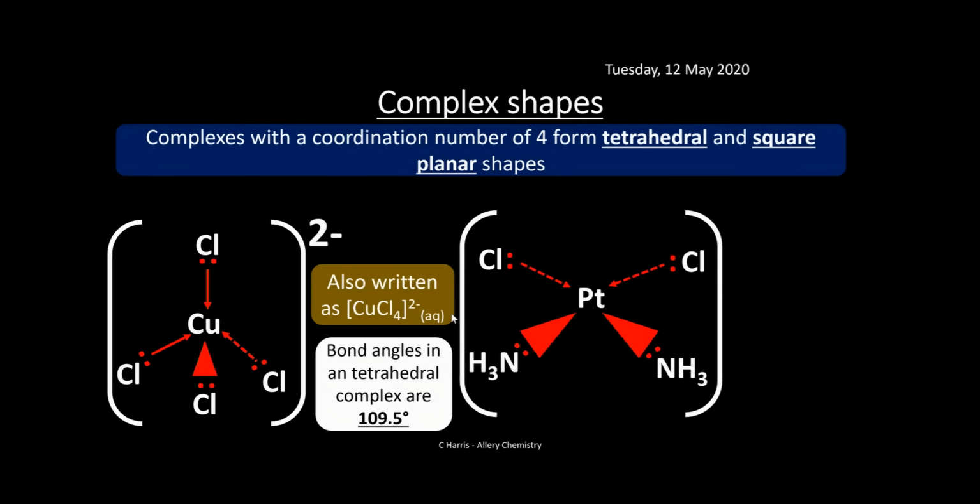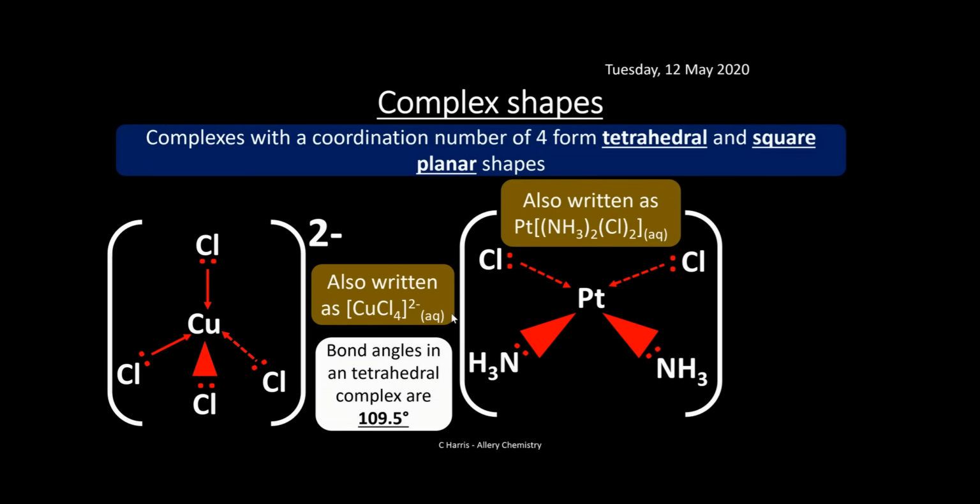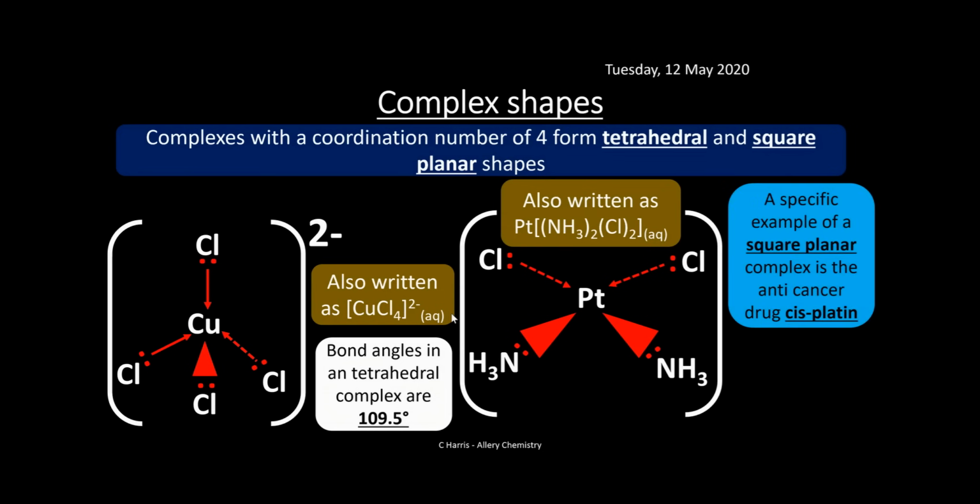But you also need to know this one as a specific example of a square planar. So don't worry too much about how do I know if it's tetrahedral or square planar? You just need to know that this complex, this one's called Cisplatin, is a square planar complex. So it's also written as this. You've got your 2 ammonia ligands and 2 chloride ligands surrounding it. So this is a specific example of a square planar, and this is the one that you need to know. All the other ones are tetrahedral, apart from this one.